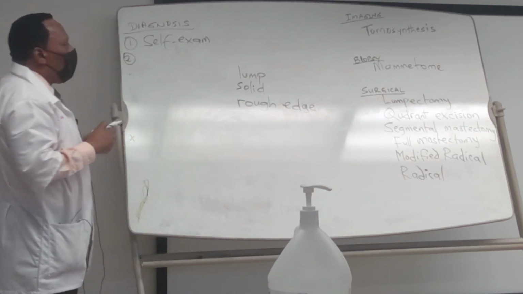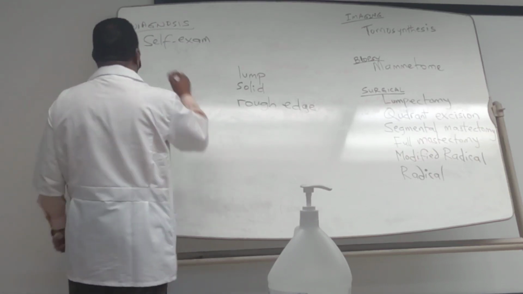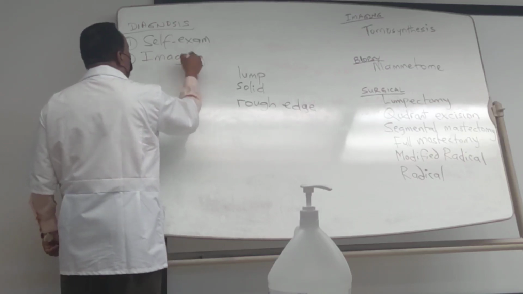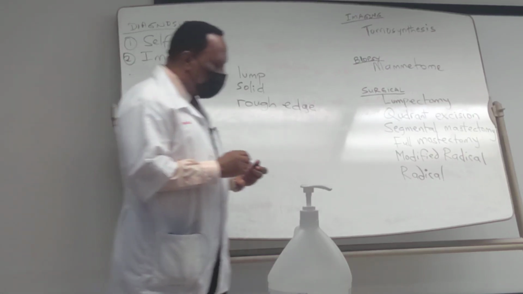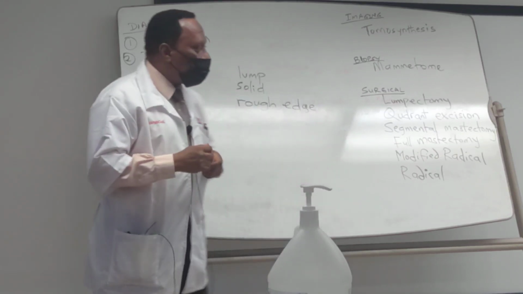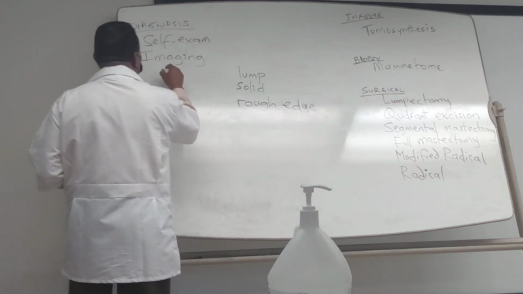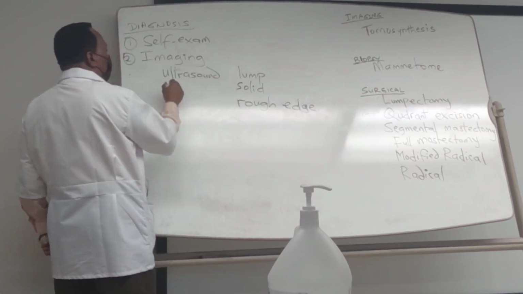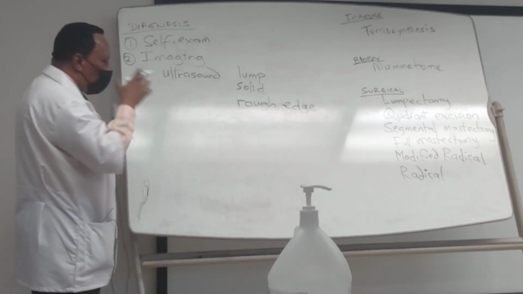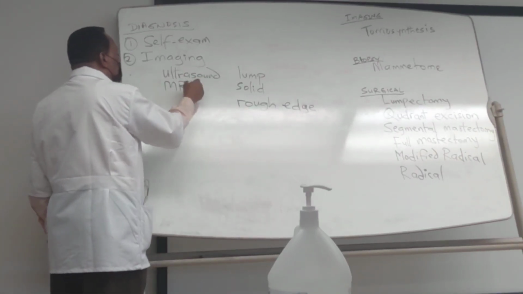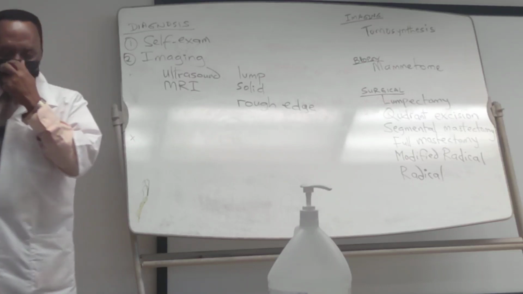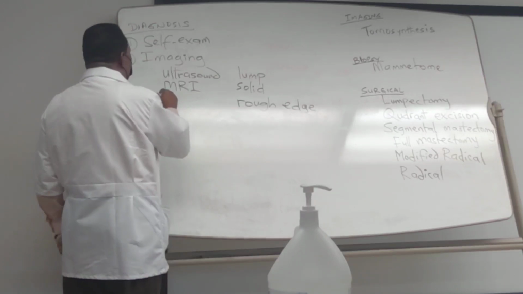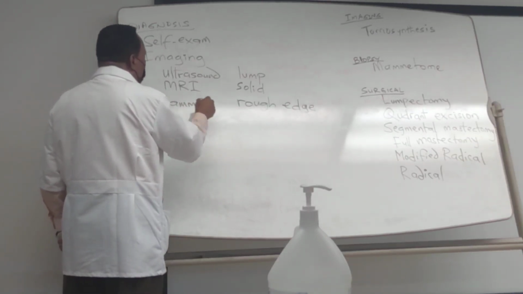And two, you can use imaging systems for breast cancer. And for imaging, you can use ultrasound. Ultrasound can help in the diagnosis. Or you can use MRI, magnetic resonance imaging. Okay, so you can use that. And then, of course, mammograms.